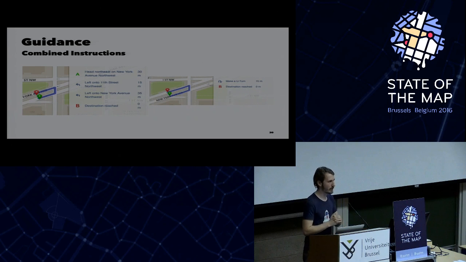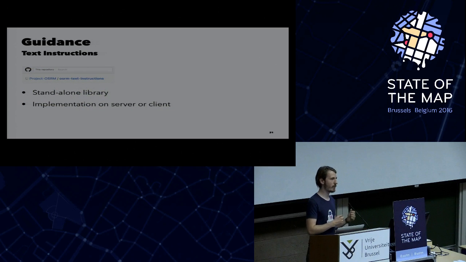I already mentioned text instructions. One thing where OSRM is differing from a lot of other routing engines is that we don't actually include text instructions in the routing response, which we do for the reason that we want to give the users total control over how the actual text instructions should work, how they should be compiled. So it's a standalone library that you can basically put on top of OSRM, but you can also run in the client. So it can run on the server or it can run on the client.